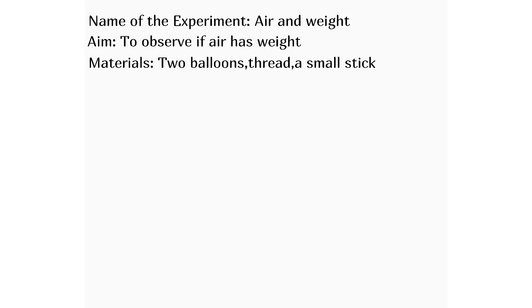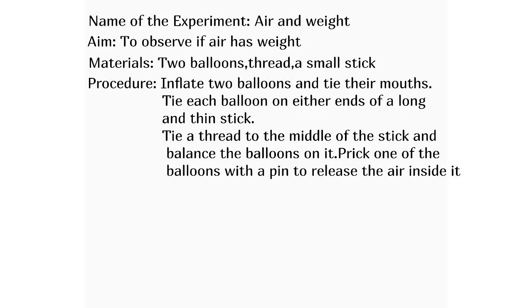Name of the experiment: air and weight. Aim: to observe if air has weight. Materials: 2 balloons, thread, a small stick. Procedure: inflate 2 balloons and tie their mouths. Tie each balloon on either ends of a long and thin stick. Tie a thread to the middle of the stick and balance the balloons on it. Prick one of the balloons with a pin to release the air inside it.